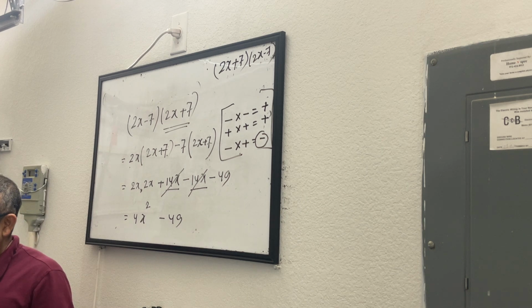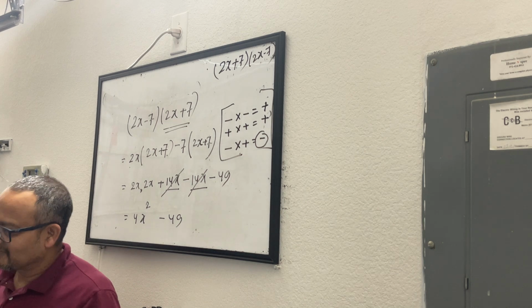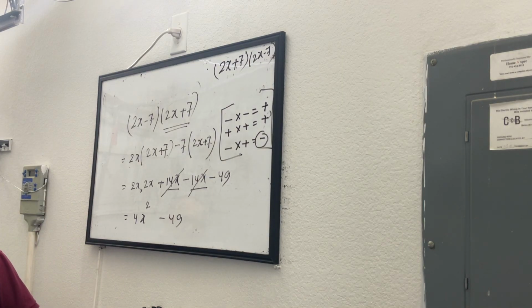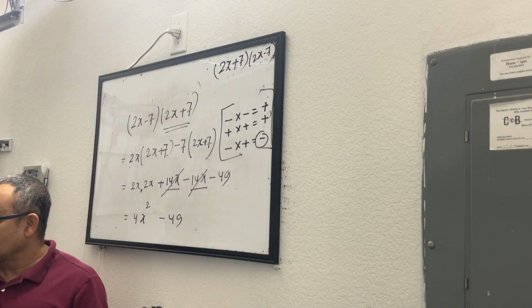Yes, Greta, go ahead. You had raised your hand. So, sir, once you broke it down to 2x and then 2x plus 14x and then minus 49, why would you cross out the negative 14x?